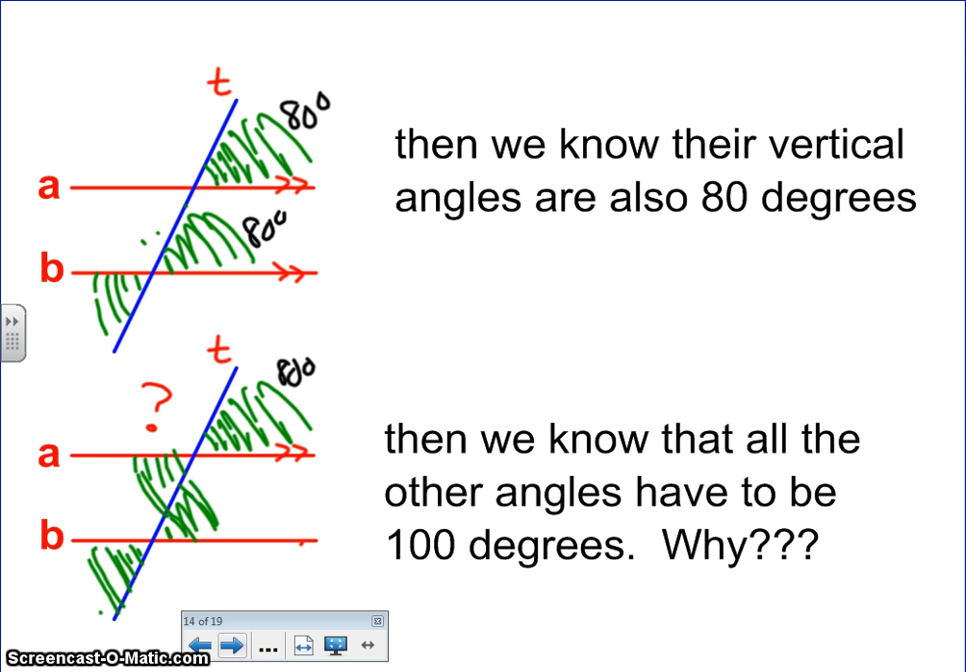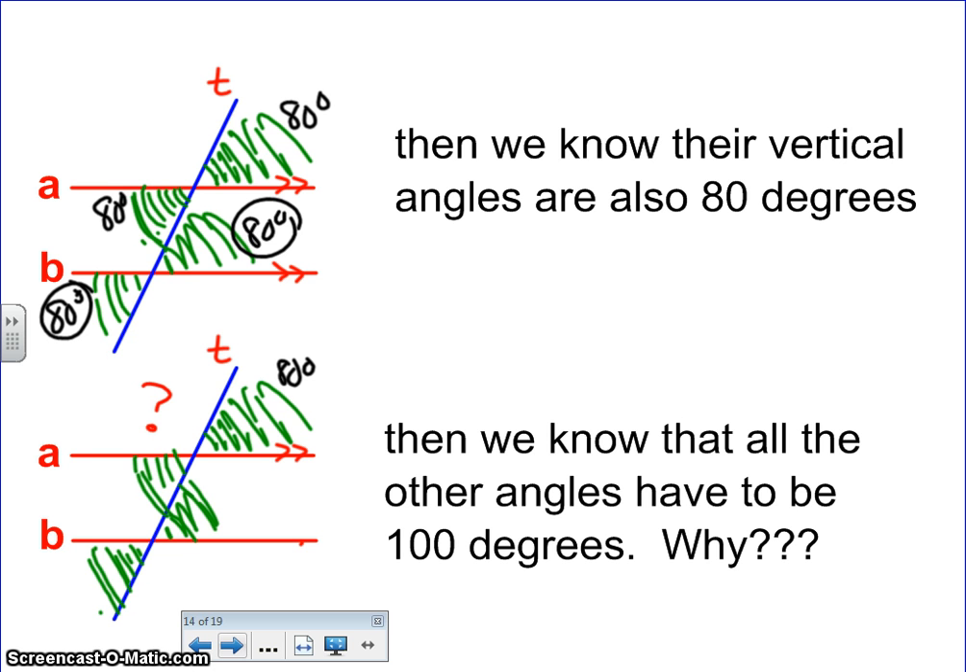Well, if I know that both the green angles here are equal to 80 degrees, and this one is equal to 80 degrees, then I also know that this angle is equal to 80 degrees because that's a vertical angle. So that means that this angle is equal to 80 degrees, and if I wanted to color code this one to match, so now all four of my green angles are equal to 80 degrees.